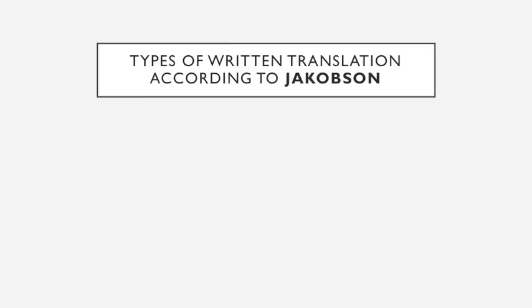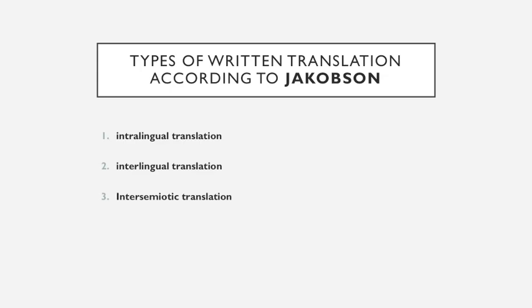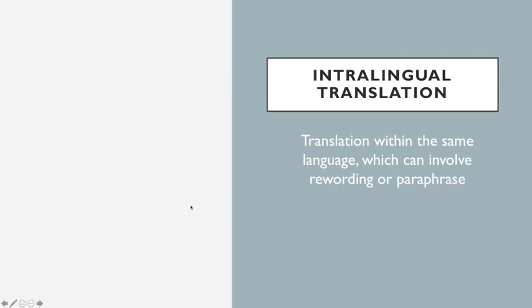Now let's talk about Jakobson and his typology of written translation. So Jakobson says that there are three main types of translation or written translation. The first type is intralingual translation, the second type interlingual translation, and the last one is intersemiotic translation.